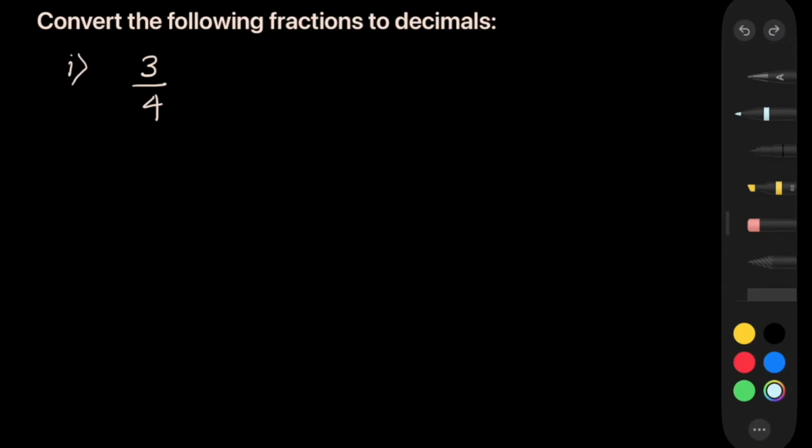Convert the following fractions to decimals. So for the first question, we have 3 by 4. Now 3 is smaller than 4. While dividing a smaller number by a larger number, we need to add a decimal point and multiply the number by 10, which is 3 multiplied by 10 gives us 30.